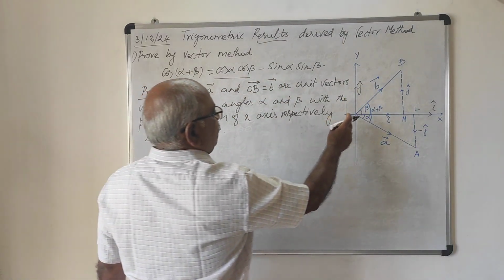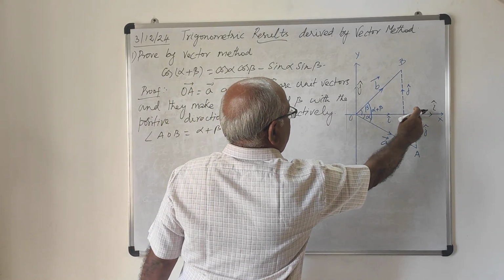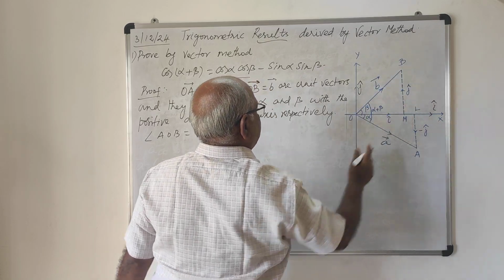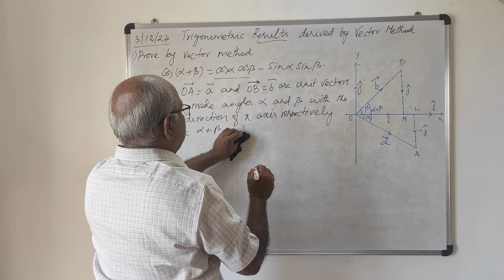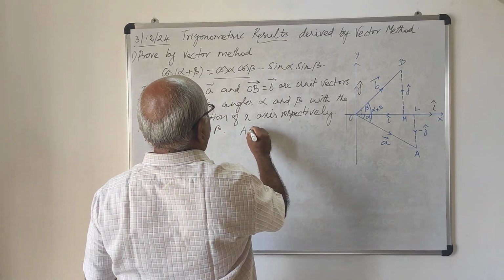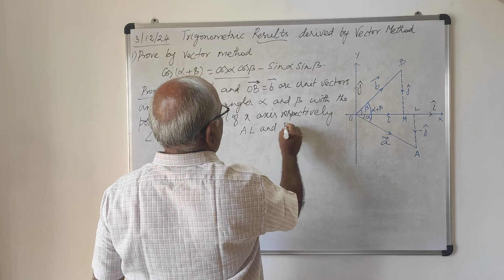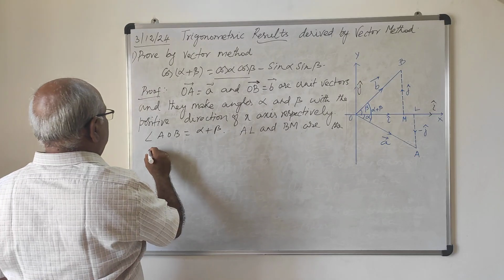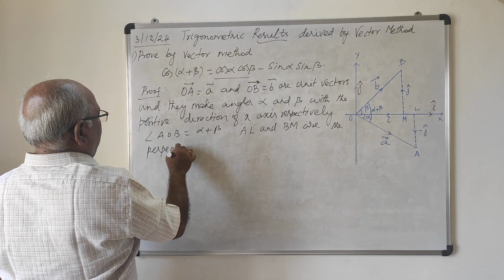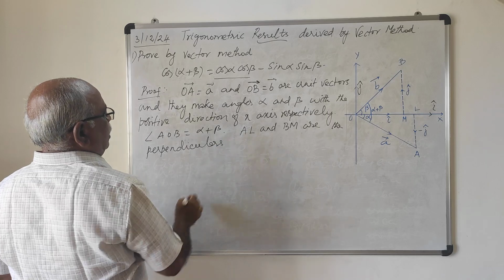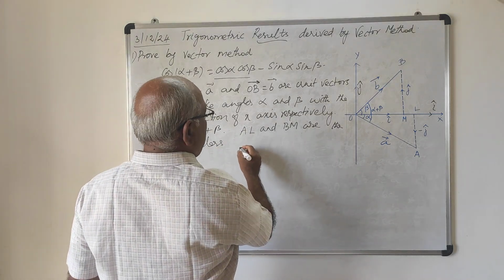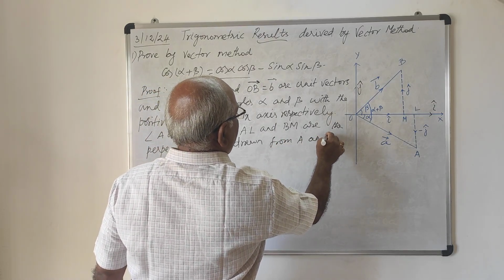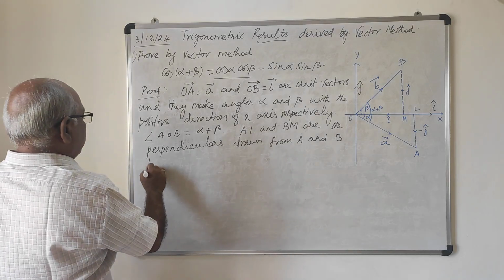AL and BM are the perpendiculars drawn from A and B to the x-axis.